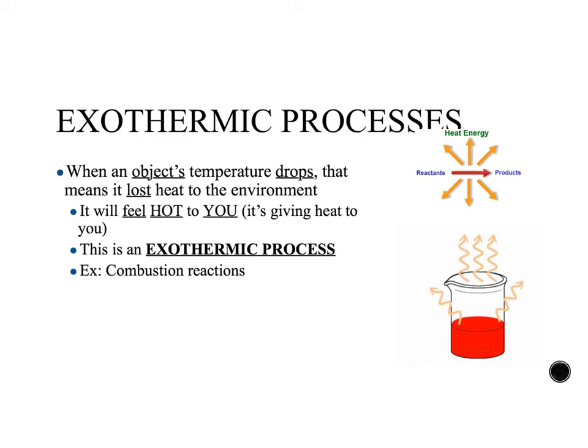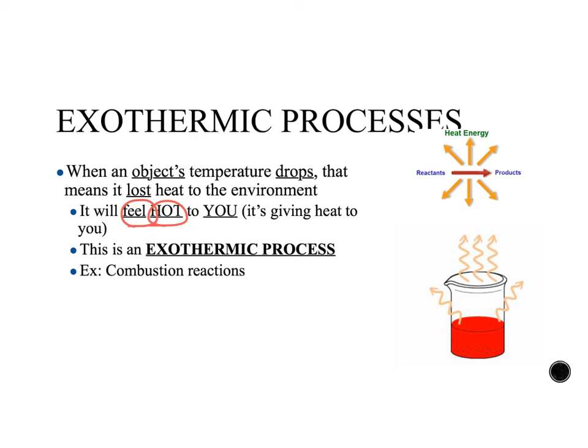So you are the environment of that object. All right, so if you are touching a hot pan, that hot pan is releasing heat to the environment. Its temperature is starting to decrease, but it's going to feel super hot to you because all that heat that's being lost is now going to you. So this is what we call an exothermic process. Exothermic processes always feel hot, okay? Exothermic processes always feel hot.